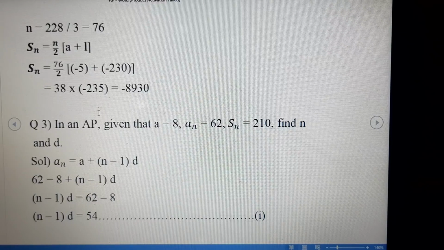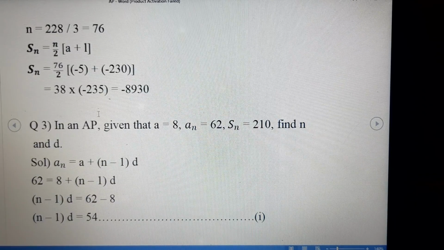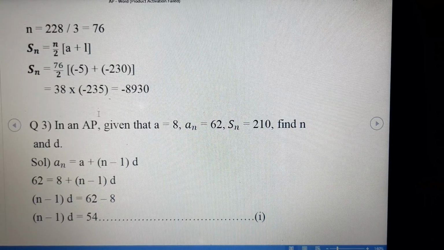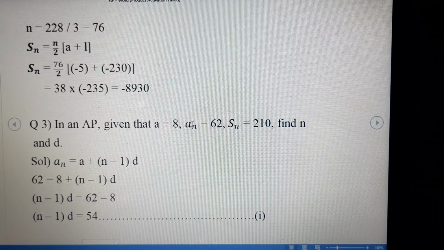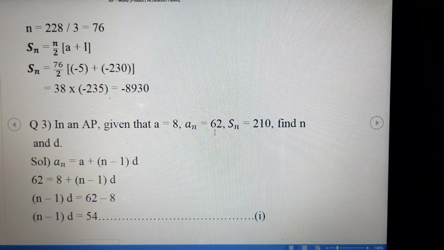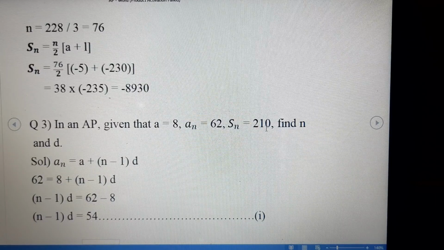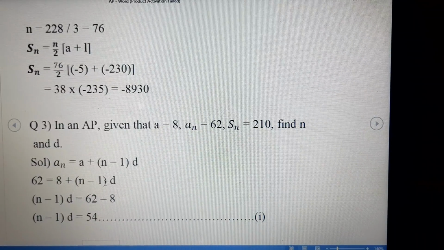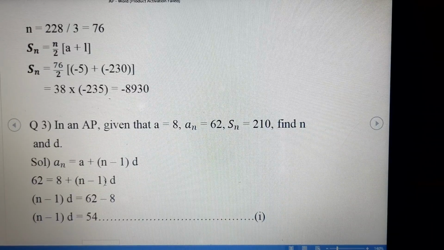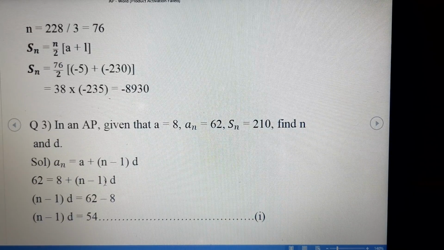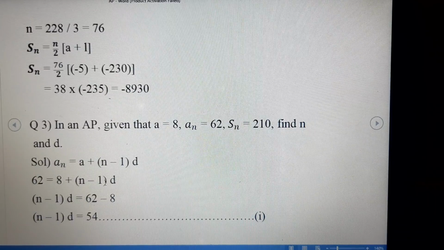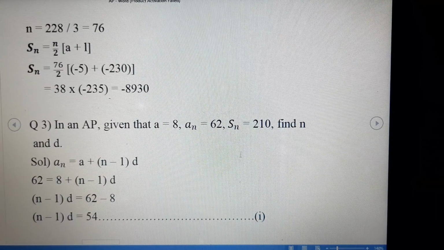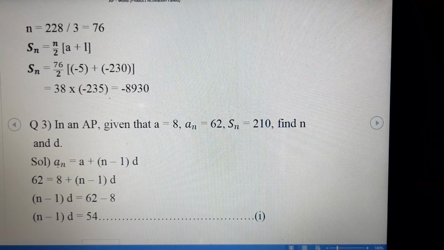Question number 3. Here is a very straight question, and all these a, Sn, an denote the general terms which you already know. A means first term is 8, an, the nth term, is 62, we do not know the number of terms. Sn is equal to 210, we need to find out the value of n and d. We can calculate the number of terms by using the formula L is equal to a plus n minus 1 into d. But for this we should know the last term. Here they have not given the last term, but they have given the sum of the series. So we can apply this formula.